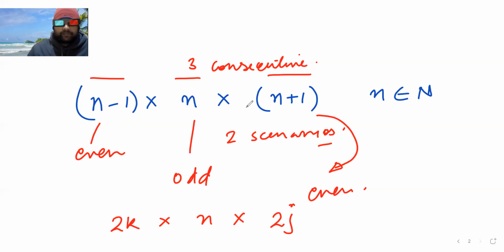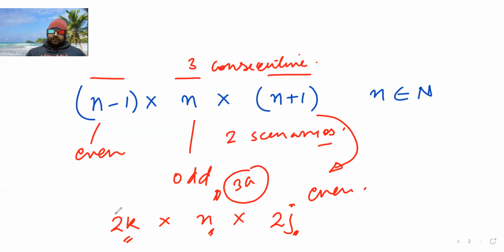We also have to understand that these three numbers are consecutive numbers, so one of them has to be divisible by 3. If this is divisible by 3 or this is divisible by 3, because it's an even number which is divisible by 3, it's pretty evident that it will be divisible by 6, and therefore this whole expression will be divisible by 6. If this is divisible by 3, then it can be written as 3 into a, and then with this 2 here, 3 into 2, I will have a factor of 6 in this expression. So again, it will be divisible by 6.